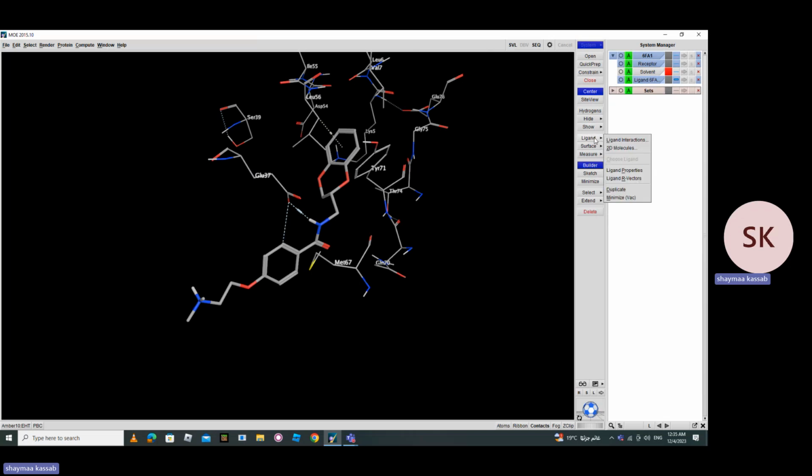Also, it's very important here to look into the compound's ligand properties, like the synthetic accessibility score, which is 61.54, and the topological polar surface area. The logP is not the ideal value; for drugs it should be between 1.5 and 3. For the solubility, it's nice.